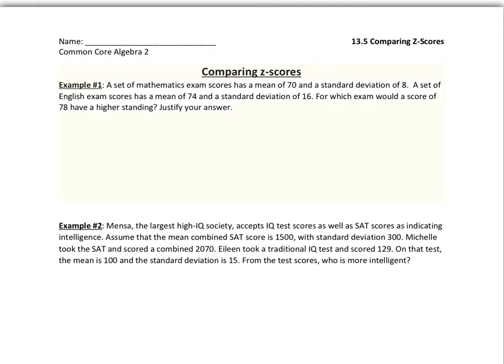Hi everyone, in today's lesson we're going to talk about comparing z-scores. The only way for me to make sense of this is to explain through an example. So I'd like to try example number 1.